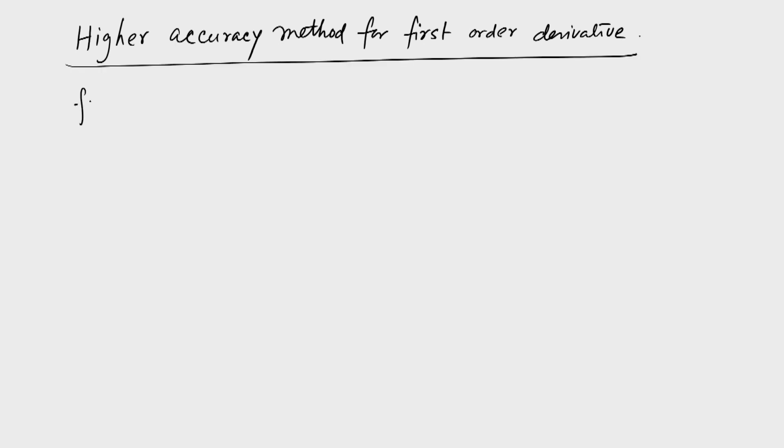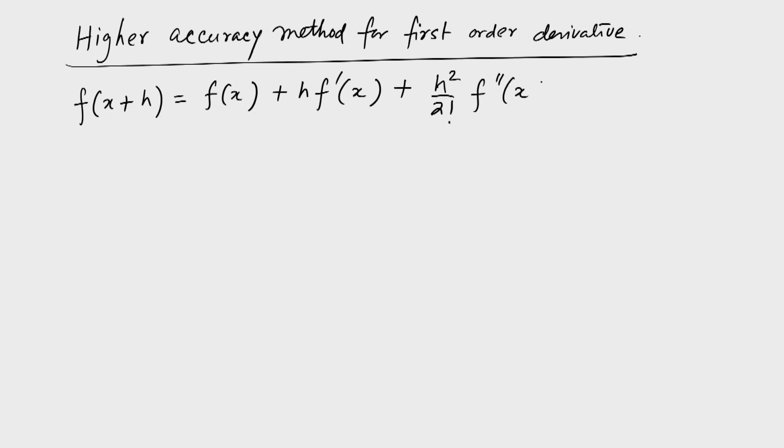So, we will use the Taylor series that we have been using: f of x plus h equals f of x plus h f prime of x plus h square by 2 factorial f double prime of x, and then what we neglect because of the truncation is of the order of h cube. Just to remind you, we can of course ignore the double derivative completely and arrive at a formula for the first order derivative, that is f prime of x.